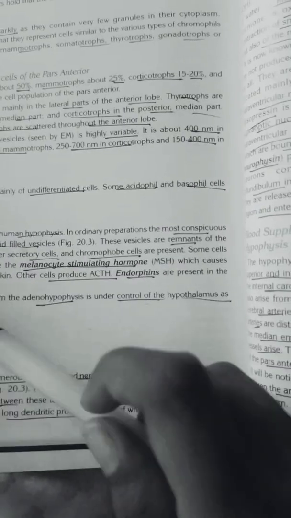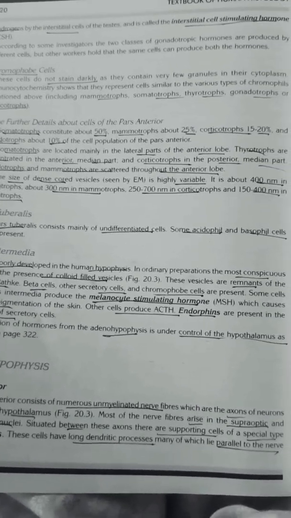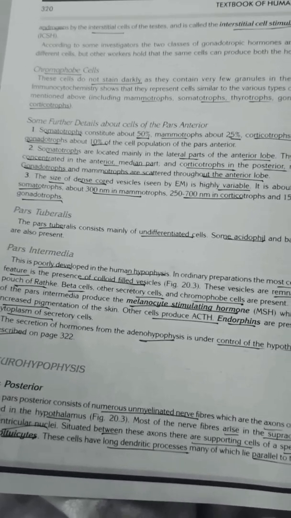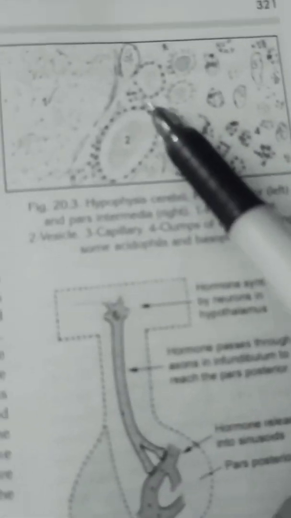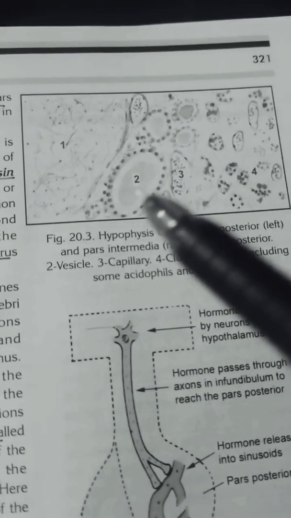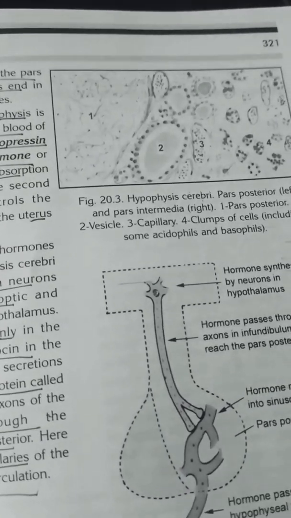The pars intermedia is poorly developed in the human hypophysis. Not so important in humans, but let us check what is there. It is mainly conspicuous in that it contains colloid filled vesicles. So they actually look like this. These are known as colloid filled vesicles. They look like this, and these are remnants of Rathke's pouch.